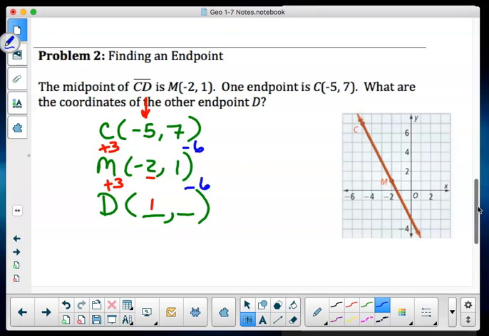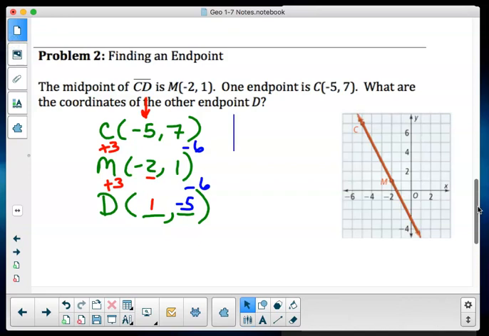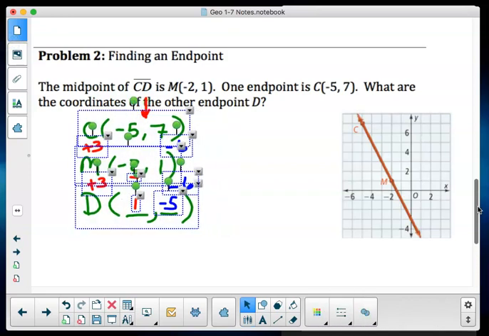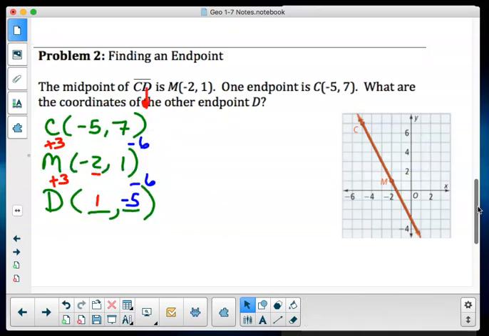So I'm going to subtract 6 more, and I'm going to get to negative 5. So it's 1, negative 5. Now I've got some folks out there going, no way, how can you do it that way? And I want to be sure that y'all understand what I did. We have a midpoint. Our midpoint happens to be negative 2, 1. And in order for us to do that, we have our x and y.